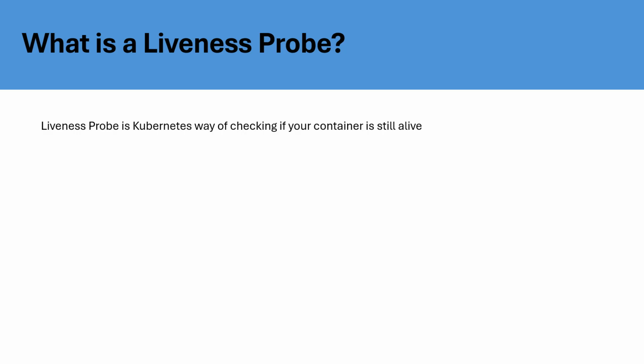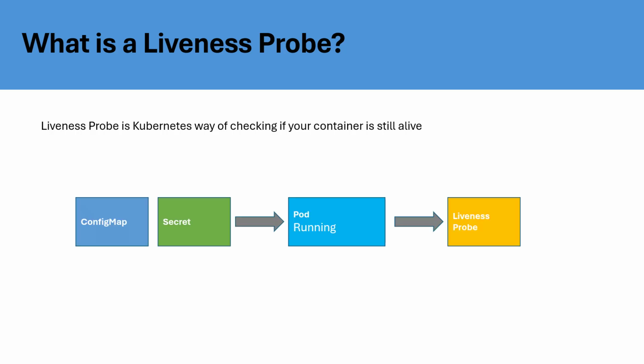A Liveness Probe is a Kubernetes way of checking if your container is still alive. If the probe fails, Kubernetes restarts the container automatically. Think of it like a heartbeat monitor. If your app stops responding, Kubernetes revives it.